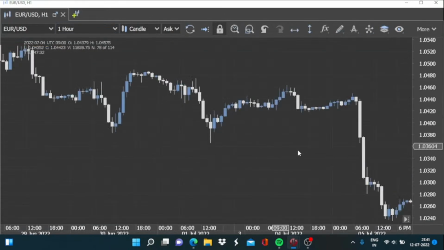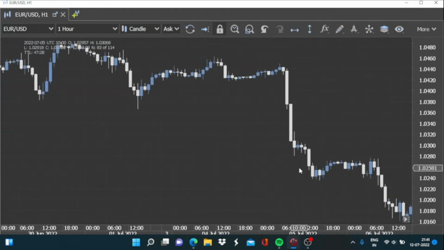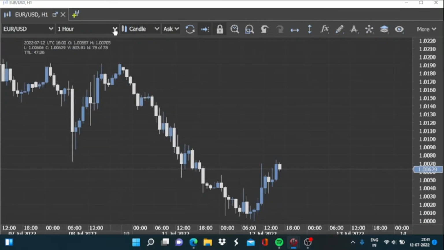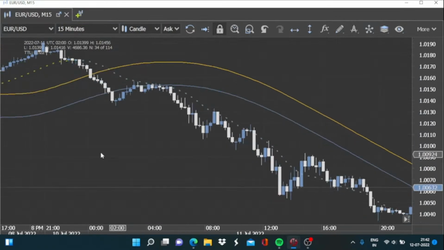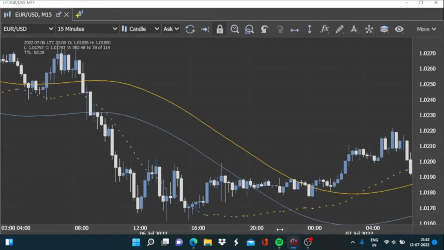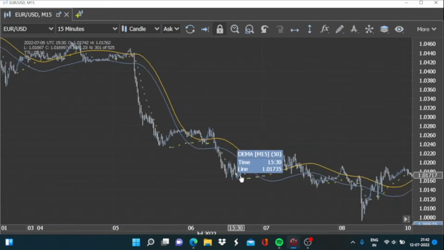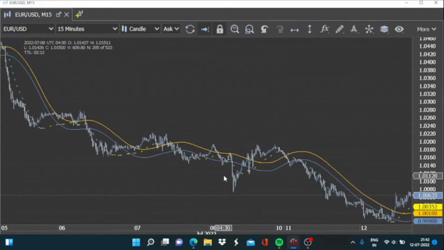And let me change it to hourly to see if it is being plotted or not. And this is not really being plotted on the hourly. That might be because the plotting is only being done on the 15-minute time frame. All right, so I will zoom out a bit. So here you get the idea.